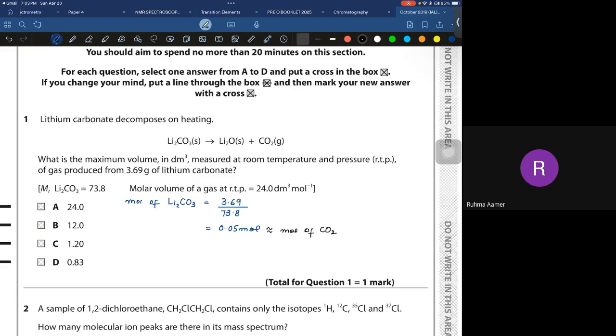because they are asking the maximum volume in dm cube. So of course volume is related to the gas, that is carbon dioxide. Once we got the moles, we have to find out the volume. So volume would be equal to mole multiplied by 24 decimeter cube, means 0.05 multiplied by 24 is equal to 1.2 decimeter cube. Okay, C is your answer.